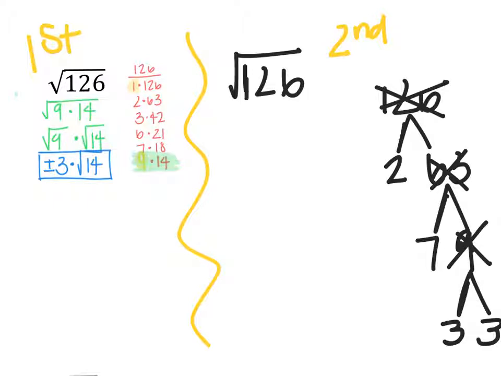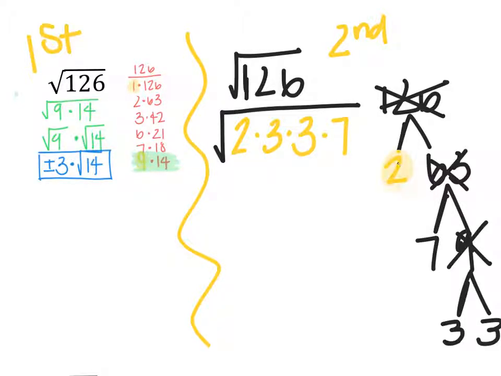So my square root of 126 is really the square root of all of those numbers. So 2 times 3 times 3 times 7. And for what makes sense to me, I took all of these numbers and wrote them in numerical order. So notice I had a 2, which I still have here. I had 2 3s, and that's where the 2 3s came from, and I had a 7. So again, I just wrote those numbers in numerical order.